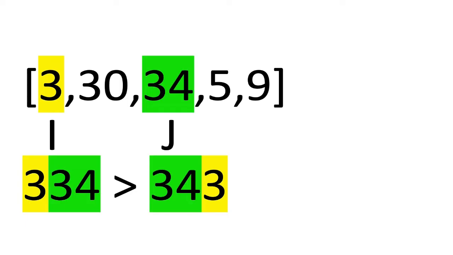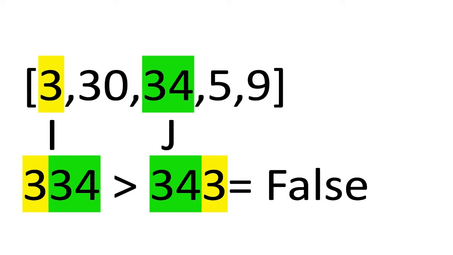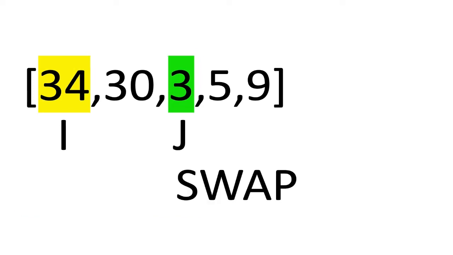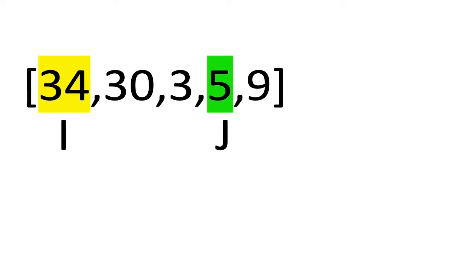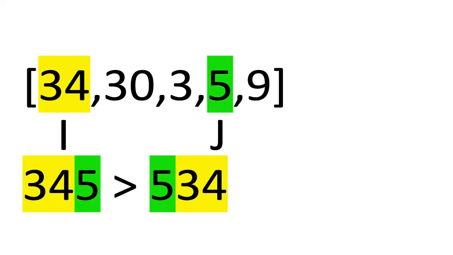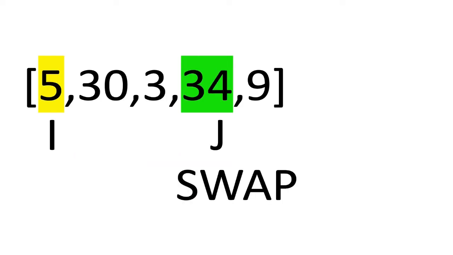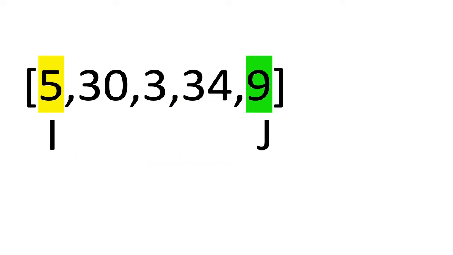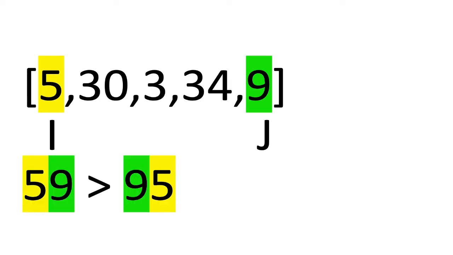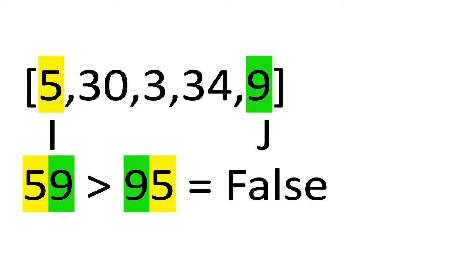In this case, 337 is not greater than 334. So we will swap the values of the pointer i and j. Now we will increment the j pointer to the next element and we will repeat the same steps. In this case, 345 is not greater than 534. So we will swap the i and the j pointer elements. Now we will increment the j pointer again and we will do the comparison operation. In this case as well, 59 is not greater than 95. So we will swap the i and the j pointer again.